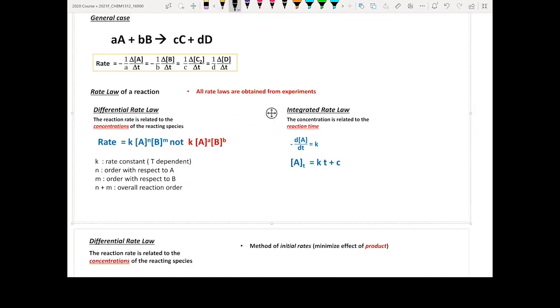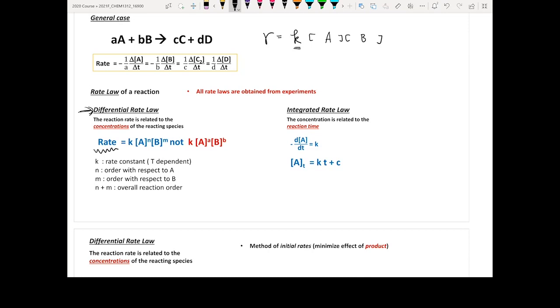In the typical differential rate law, you are going to see the reaction rate expressed as a function of your reactant concentration. For example, here we have A plus B give you C plus D. If you write a differential rate law, the rate is going to equal your rate constant k multiplied by your reactant, not the product, reactant concentration to a certain power.